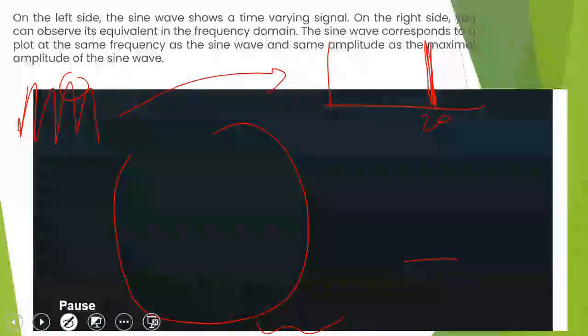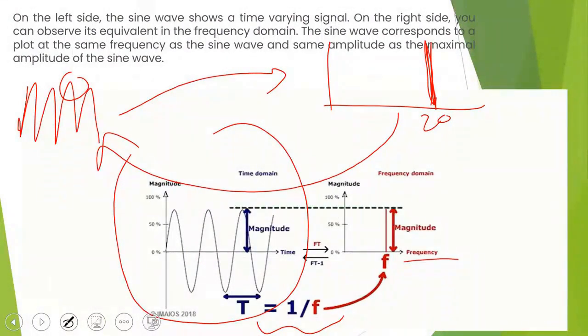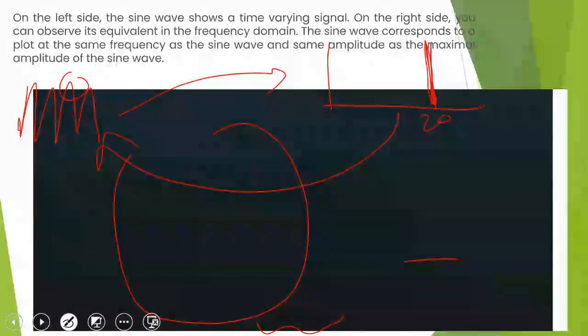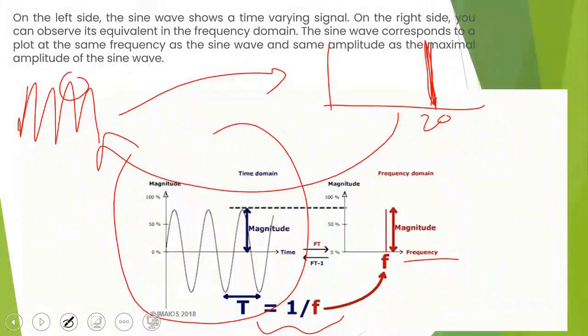Now, the inverse Fourier transformation takes the frequency domain and converts it back to the time domain. If the information comes to you at different times, it can be converted to different frequencies. And if you have the information at different frequencies, it can be converted back to different times.